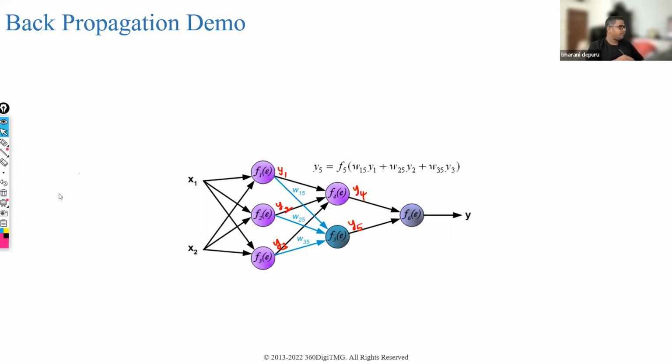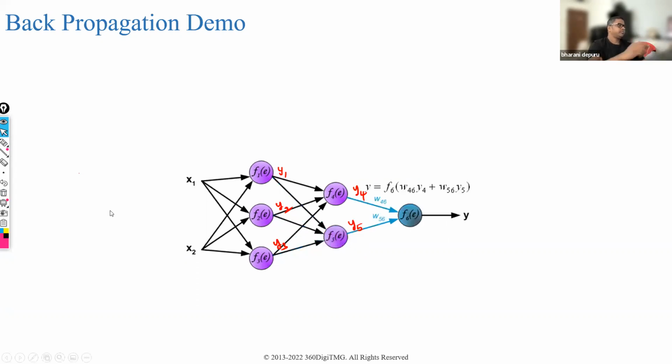Okay. Then again the weights are randomly assigned. So this weight into Y4 plus this weight into Y5 will give you the integration component. When you pass it to the activation component, you get the output. That is the final output. That is a predicted value. Okay, this is your predicted value.